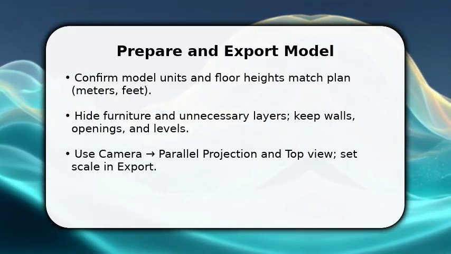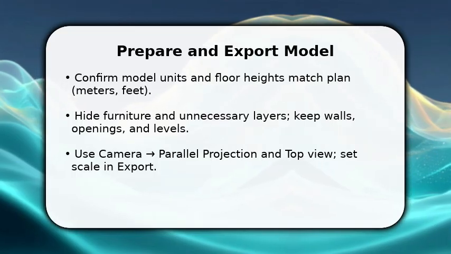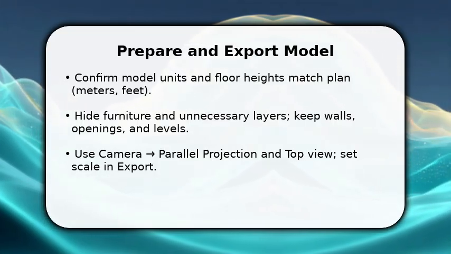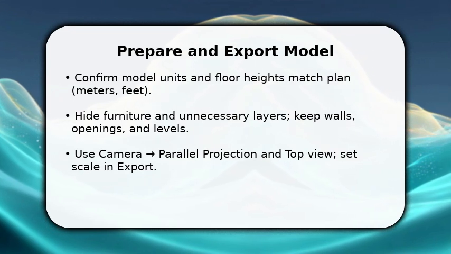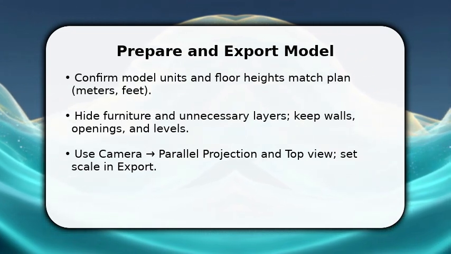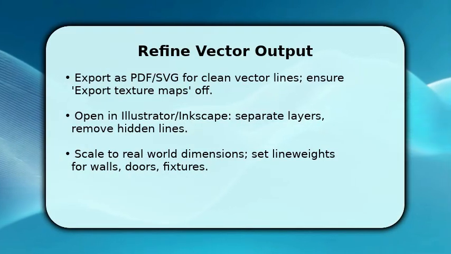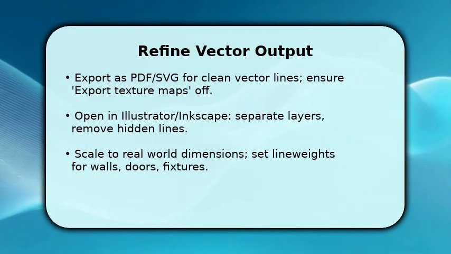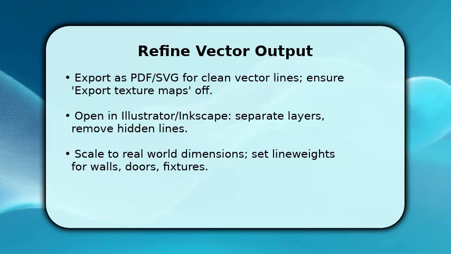Then choose File, right arrow, Export, right arrow, 2D graphic. Select vector format for scaling, and set the image size, or DPI, to match the drawing scale you need. After exporting a vector file, you refine it in a vector editor so your plan is precise and editable.